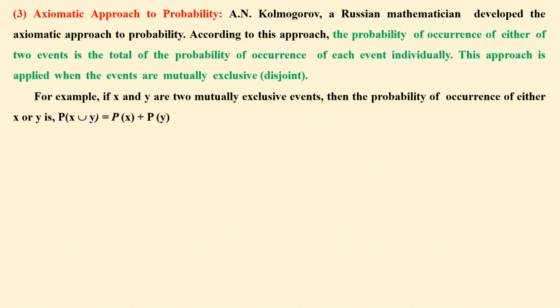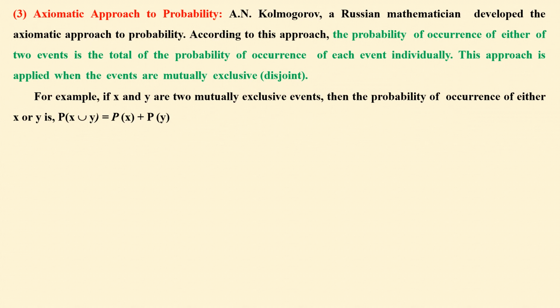Next one is the axiomatic approach to probability. A.N. Kolmogorov, a Russian mathematician, developed this approach to probability. According to this approach, the probability of occurrence of either of two events is the total of the probability of occurrence of each event individually. This approach is applied when the events are mutually exclusive, that is disjoint. There is no connection between these two events.